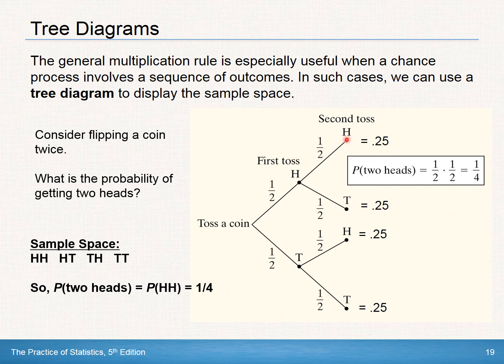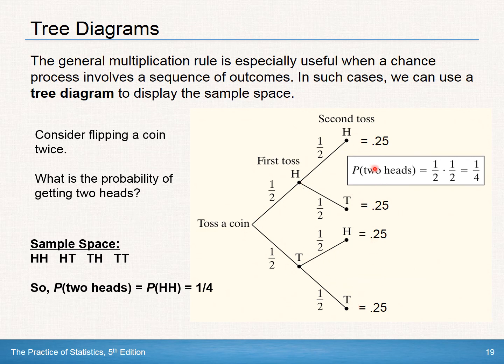getting 2 heads. What's the probability of getting heads and tails? Heads and tails is 1/2 times 1/2 to get your 0.25. Tails and heads, 1/2 times 1/2, 0.25. Tails and tails, 1/2 times 1/2 equals 0.25. So notice that the end of the branches are the multiplication of the branch.